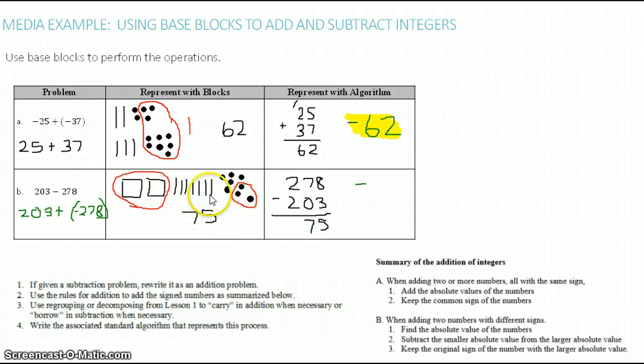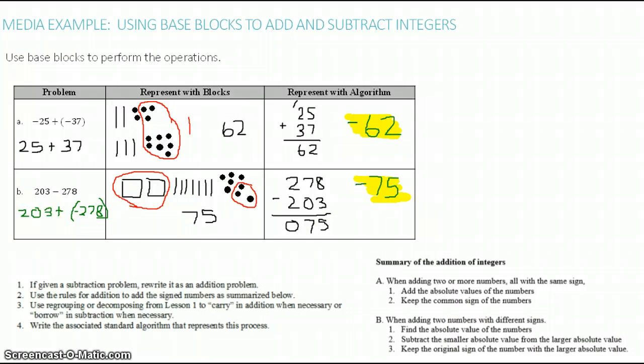And notice we have 7 rods here, but we didn't need to take any away because 203 was our takeaway amount and there were no rods in that number. And then 2 minus 2 is 0. And notice we took away both of our flats. So that's how we would represent this with the algorithm. We said our answer was negative because 278 is negative, and the associated quantity is 75. So our result is negative 75.